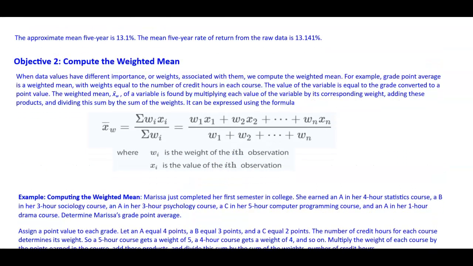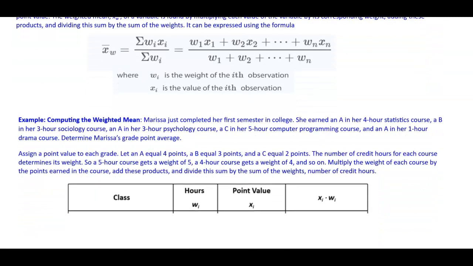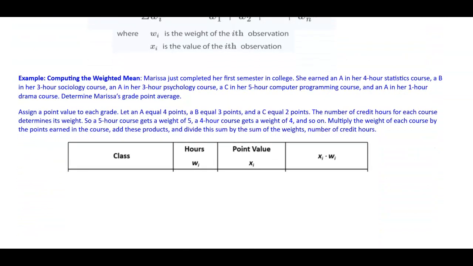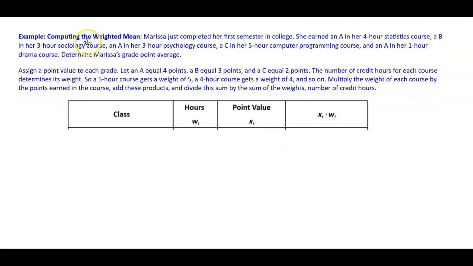So now let's take a look at an example. This example has us compute the weighted mean. Marissa just completed her first semester in college. She earned an A in her 4-hour statistics course, a B in her 3-hour sociology course, an A in her 3-hour psychology course, a C in her 5-hour computer programming course, and an A in her 1-hour drama course. We want to determine Marissa's grade point average.